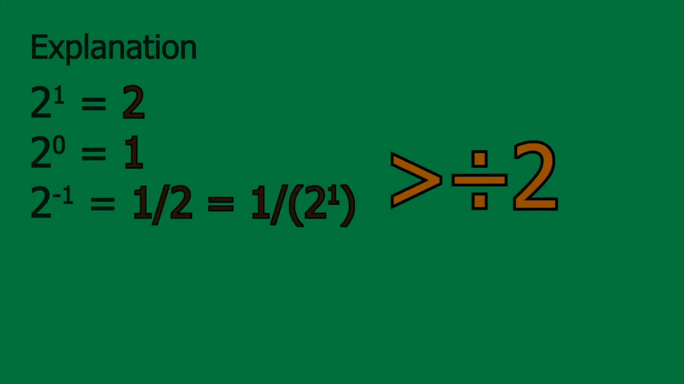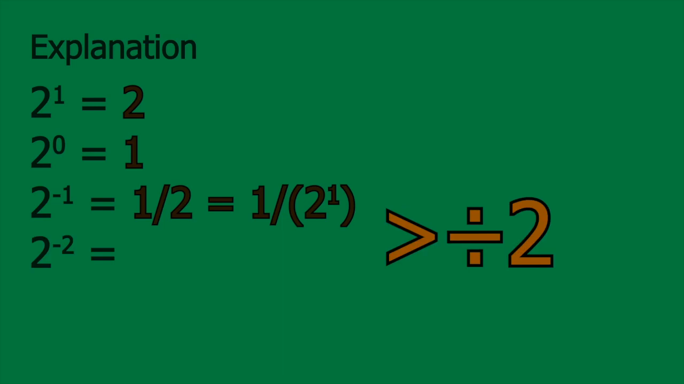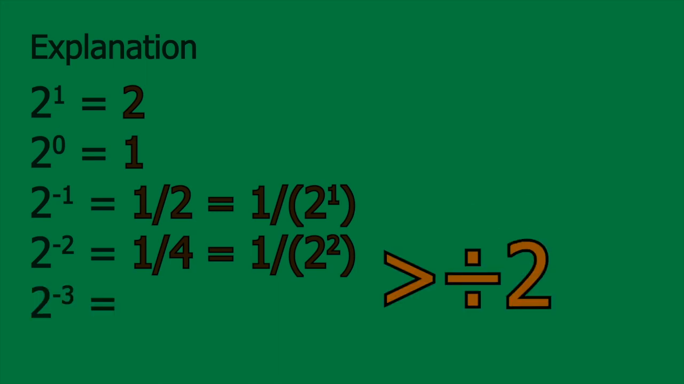Let's go one more step. So from 2 to the negative 1 to 2 to the negative 2, we're going to divide by 2. Well, 1/2 divided by 2 is actually 1 over 4. But I'm going to rewrite it so that it's easier to see. That's just basically 1 over 2 squared. Well, from 2 to the negative 2 to 2 to the negative 3, we're going to divide by 2 again. Well, 1/4 divided by 2 is basically 1 over 8. Well, I'm going to rewrite it again. That's basically 1 over 2 squared divided by 2, or 1 over 2 to the 3rd power.